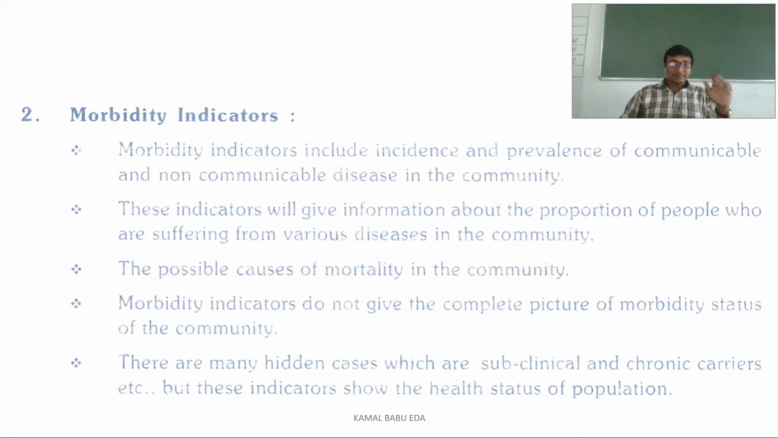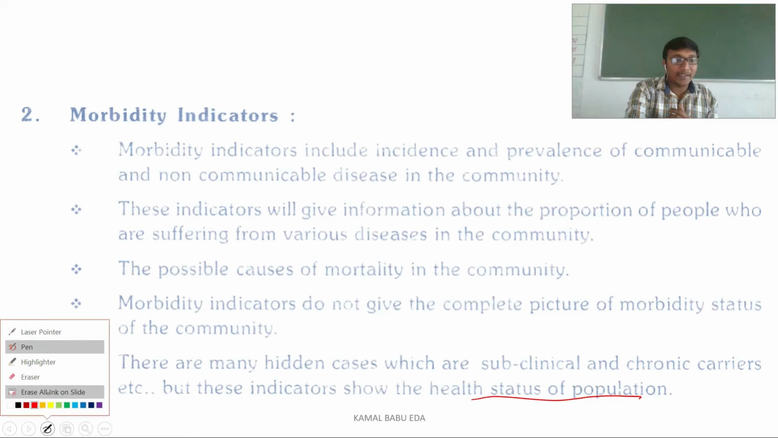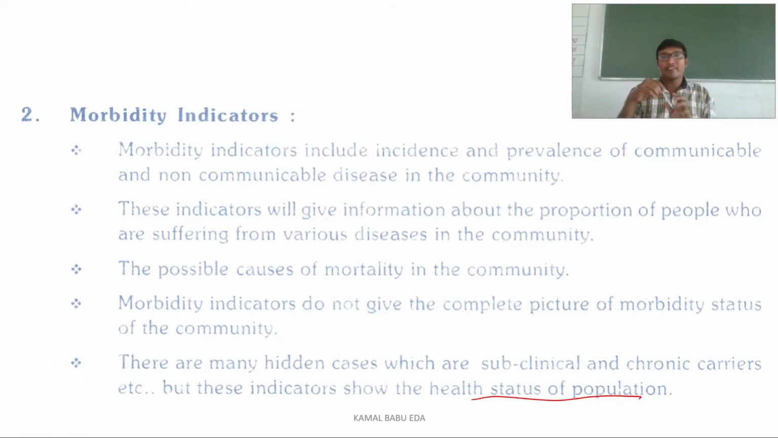And there are many hidden cases, subclinical cases and chronic carriers. So there are asymptomatic patients in the community. They do not exhibit any signs and symptoms. They also don't know that they are carriers. So these are the things which affect the morbidity indicator. They are not showing the health status of the population. That's why the morbidity indicator cannot show the complete picture, but it will give us the accurate disease rate in the community.